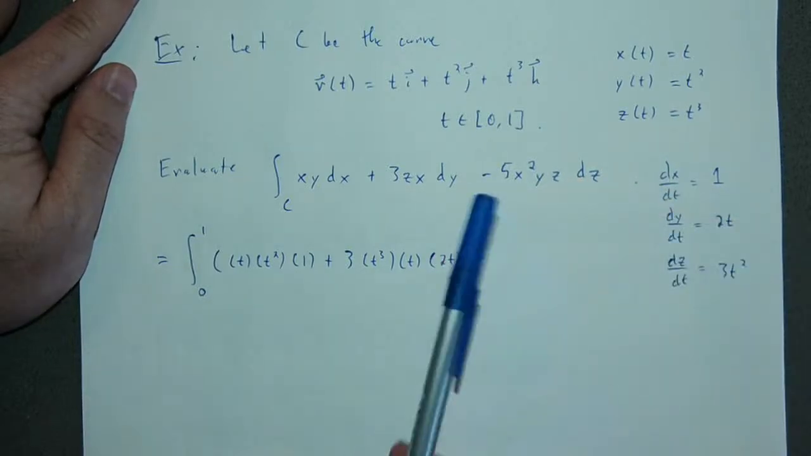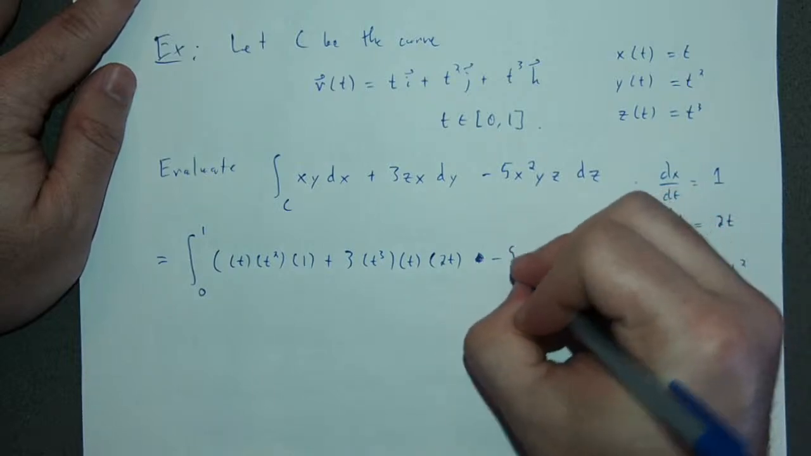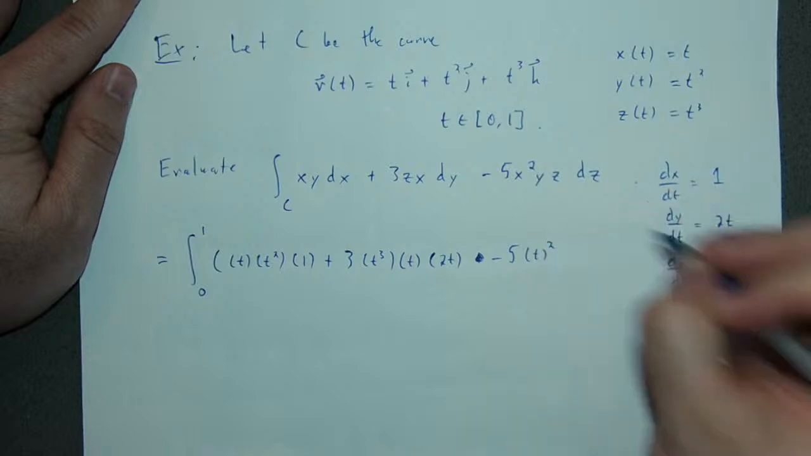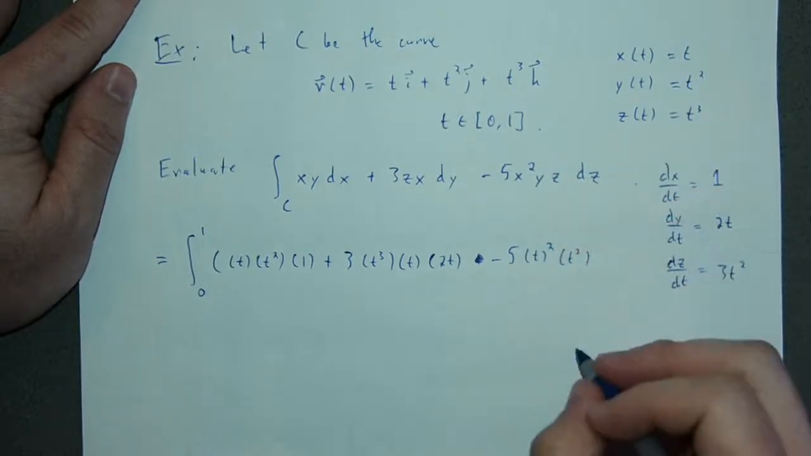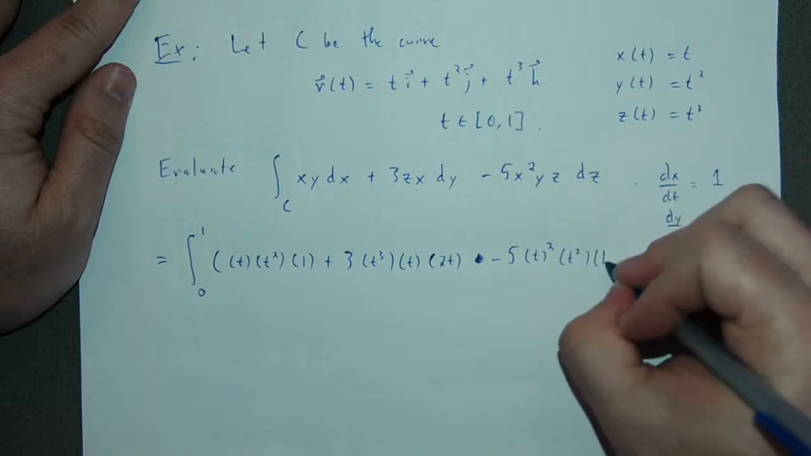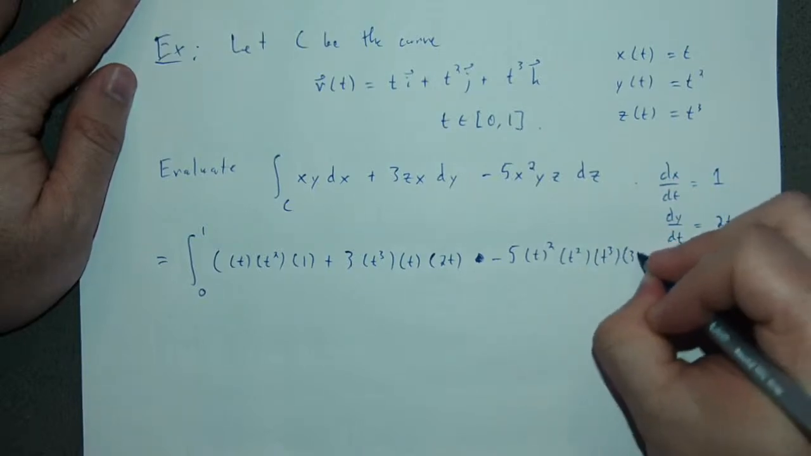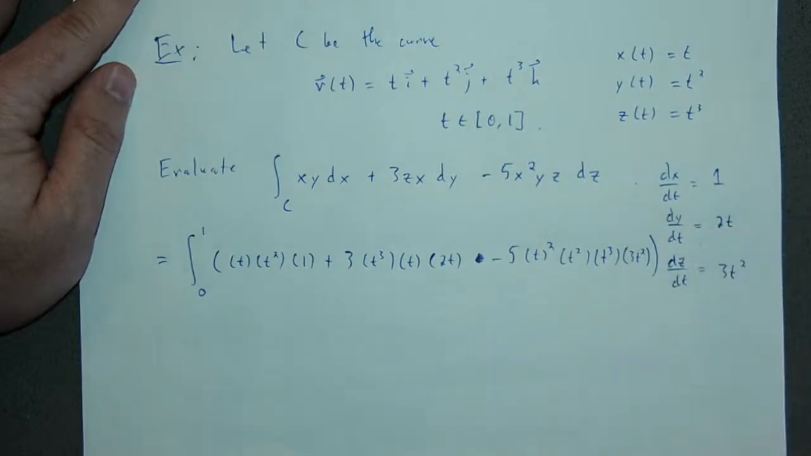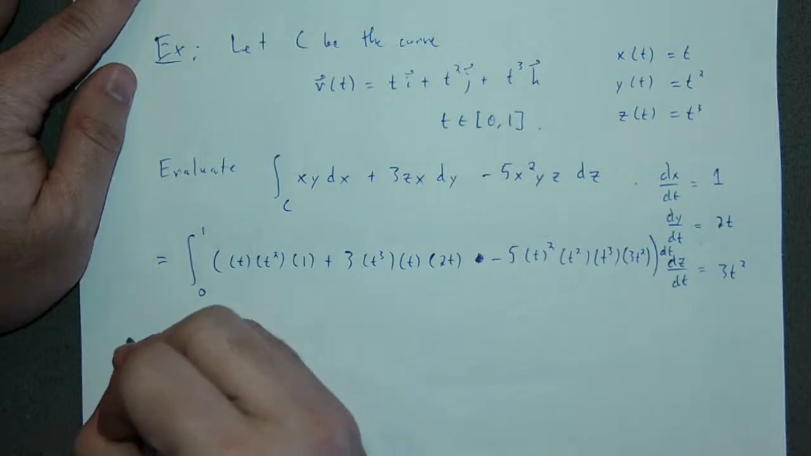minus 5 times x squared, so that's t squared, times y, which is t squared, times z, which is t cubed, times dz dt, which is 3t squared. Right? Okay, and there's a dt there. I'll write it. Okay.